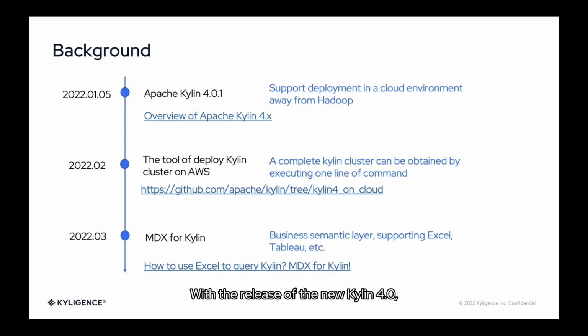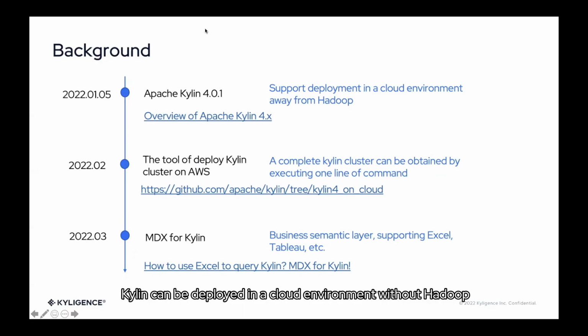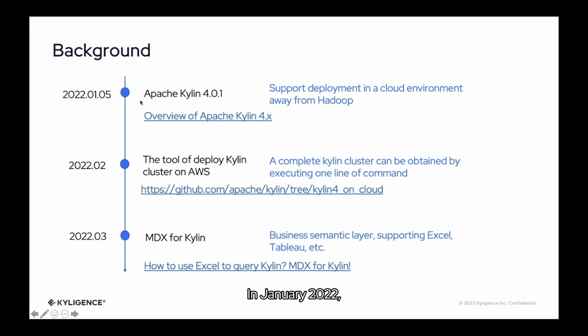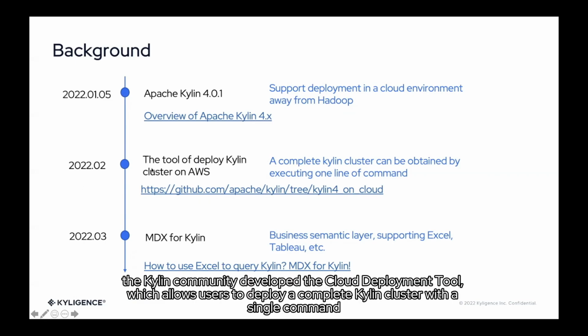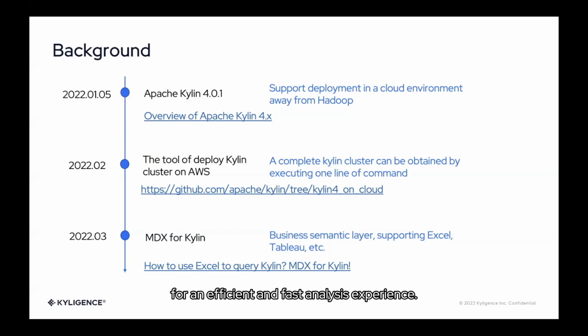With the release of the new Kylin 4.0, Kylin can be deployed in a cloud environment without Hadoop. In January 2022, the Kylin community released Apache Kylin 4.0.1 for more stable deployment and use in production environments. In February 2022, the Kylin community developed the Cloud Deployment Tool, which allows users to deploy a complete Kylin cluster with a single command. For an efficient and fast analysis experience.